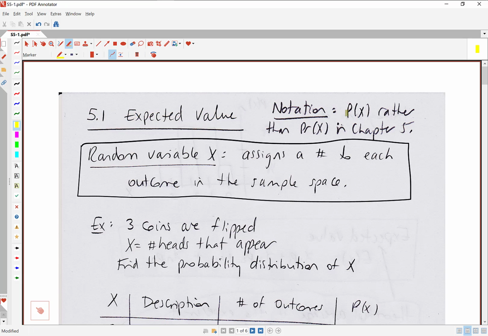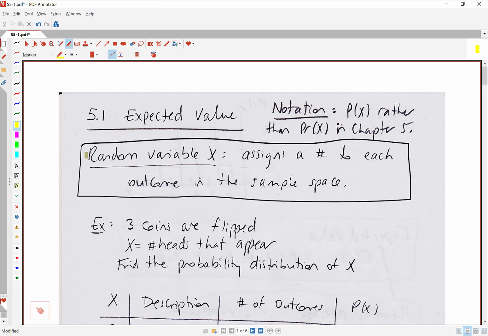In chapter 5, we're going to write P of x rather than PR of x for probability. The reason for the switch is just that the problems for chapter 5 are taken from a different textbook than what we were using for chapters 1 through 4. So there's a slight shift in notation there. You see that shift in section 5.1 and 5.2.